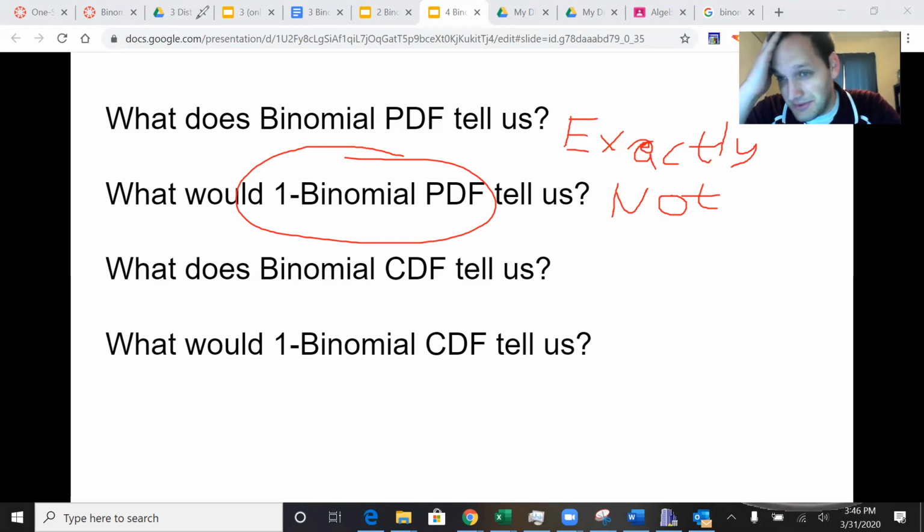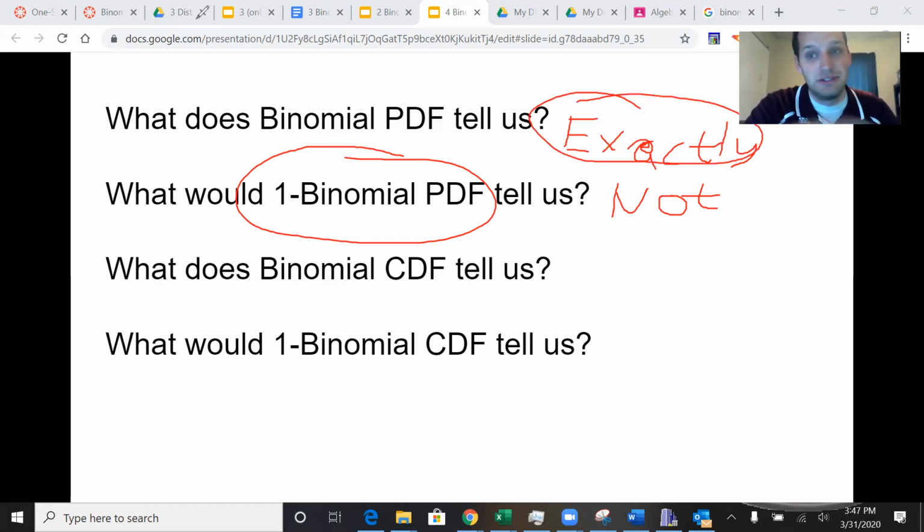I'm trying to think of other synonyms that could work for exactly. That's when you're going to use a PDF, when it's exactly. If there's the word not exactly, or there's not this many, there's not a specific number, that's when you're going to use 1 minus binomial.